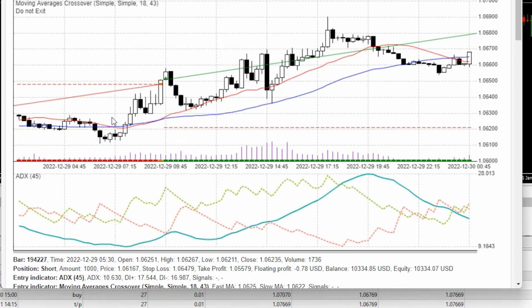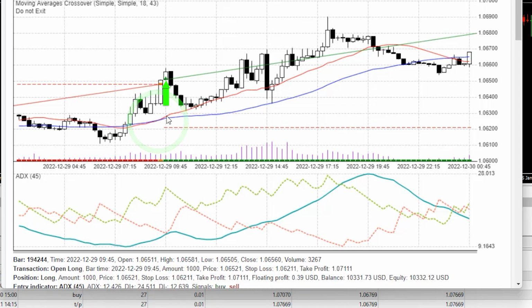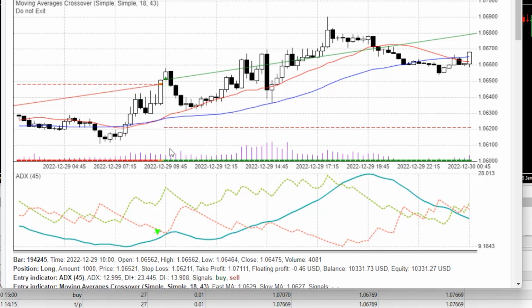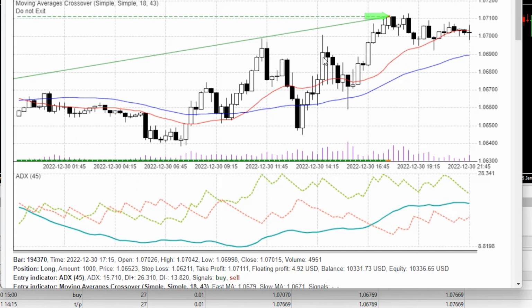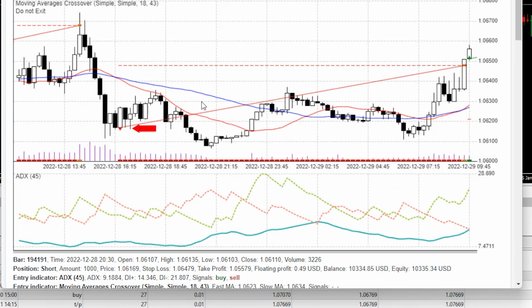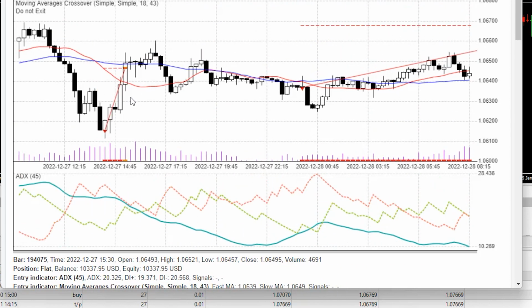All right, and let me show you just a few more examples so we will have a clear idea how this strategy works. And here we have an example with a long trade: a fast moving average crossed the slow moving average upward, ADX rises, and we had a long trade that met the take profit. Prior to this trade, we had a short trade that hit the stop loss, the fast moving average crossed the slow moving average downwards, and so on.